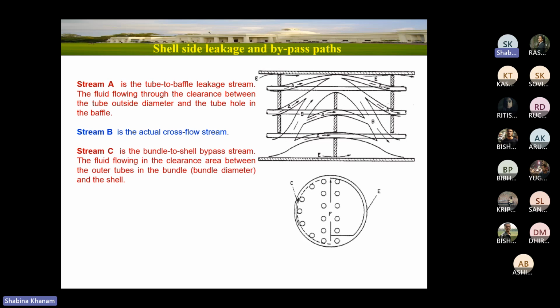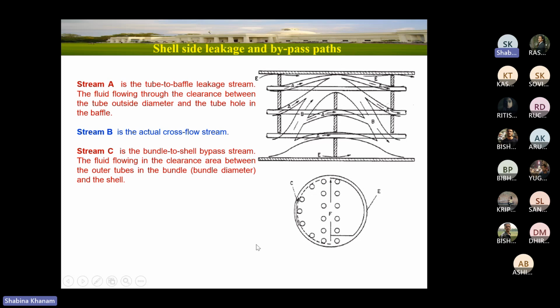I'm having stream C. Stream C is the bundle to shell bypass stream. Actually, stream C considers what? If you see this image, you can see where stream C is lying, it is very clear. But here you are saying that stream E is also in the same line. The difference is, stream C is basically this region.